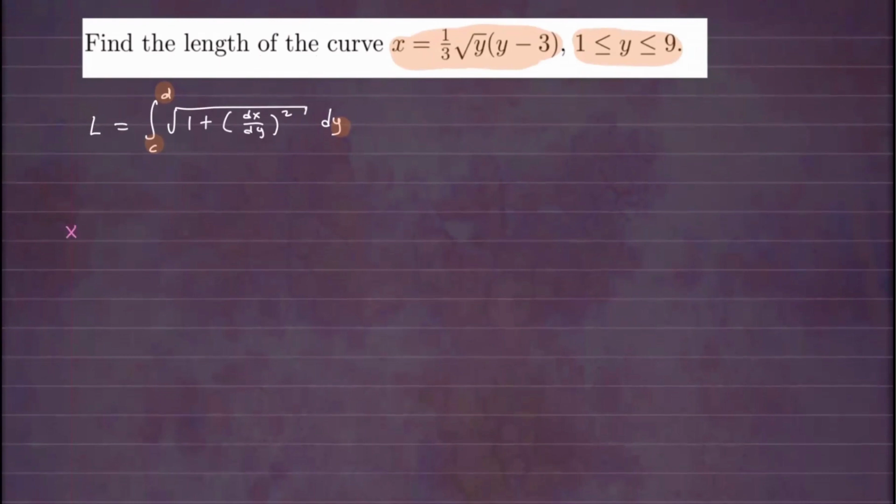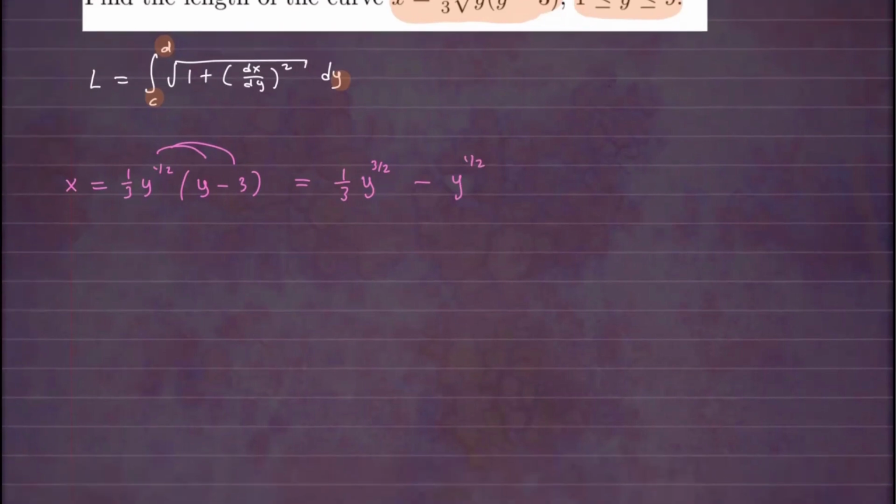So x is a function of y. I'm gonna go ahead and rewrite. So this is 1/3 y to the power of 1/2 times y minus 3, and then I'm going to go ahead and distribute. So this will give us 1/3 y to the 1/2 times y. That's 1/3 y to the power of 3/2, adding their exponents, minus 1/3 y to the 1/2 times 3. That's just going to give us -1 y to the power of 1/2. All right, so that's a nice simple function to take the derivative of.